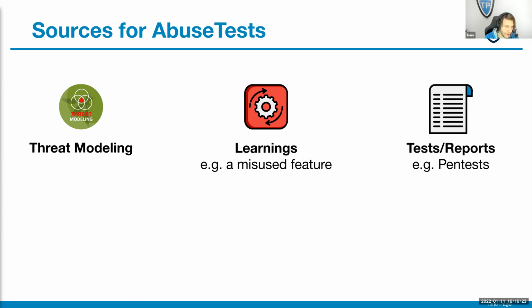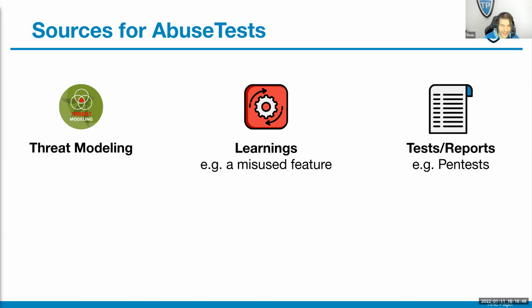Then you might have learnings, like a misuse of a feature which you have in production, which got misused already, and then you have the learning, and you can say, okay, we don't want that this happens again, so we have a test for this specific vulnerability, for example, so that this doesn't happen again.